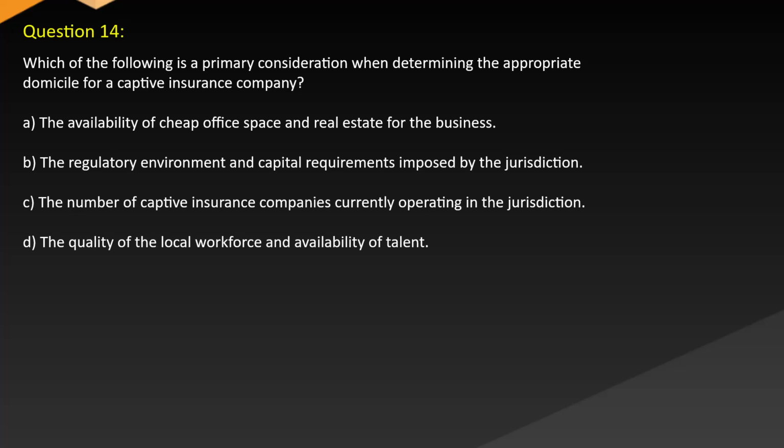Question 14. Which of the following is a primary consideration when determining the appropriate domicile for a captive insurance company? A. The availability of cheap office space and real estate for the business. B. The regulatory environment and capital requirements imposed by the jurisdiction. C. The number of captive insurance companies currently operating in the jurisdiction. D. The quality of the local workforce and availability of talent.